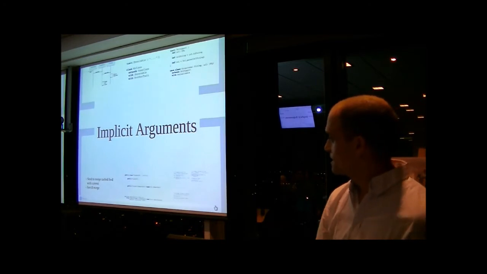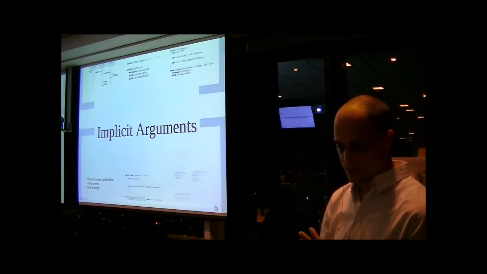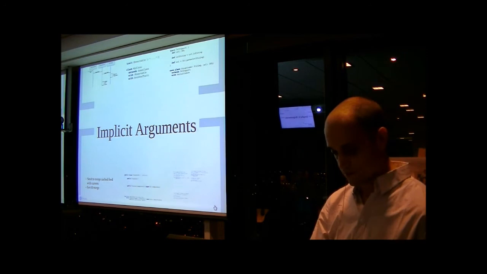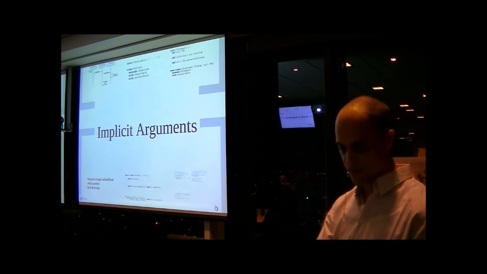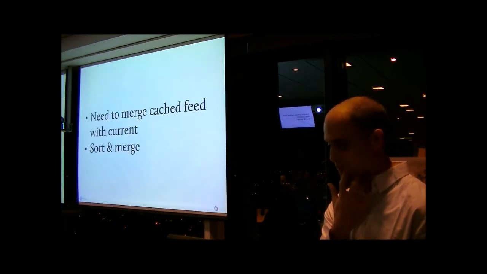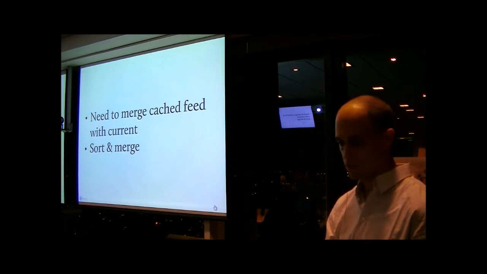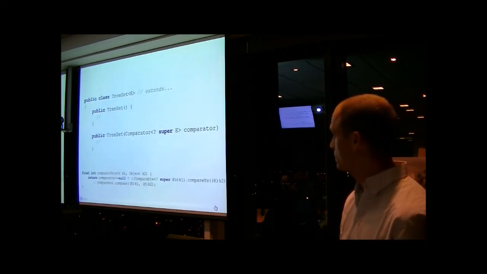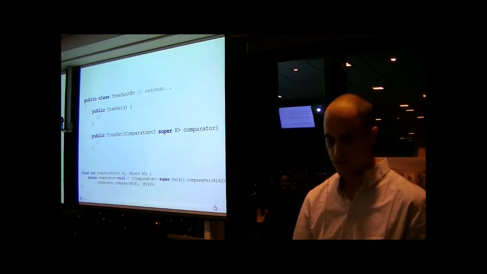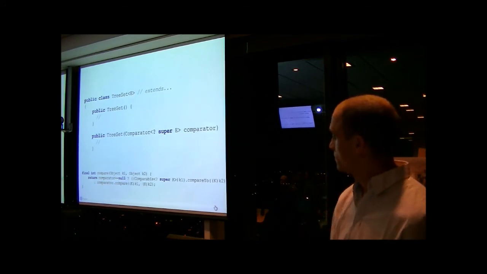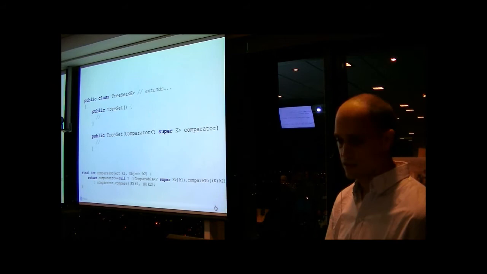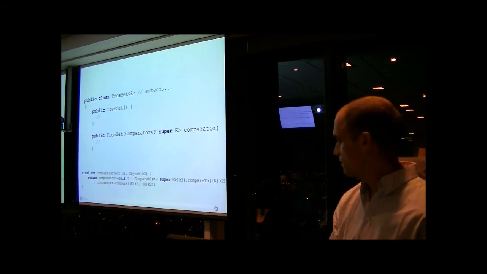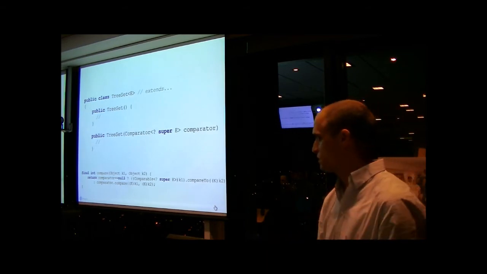Final feature is implicit arguments. This is probably the most powerful feature of Scala, and maybe the trickiest to understand. Our use case is that we need to match cached feed results with the current. So one way to do it is to use a sorting collection. So here in Java, a TreeSet has two constructors, an empty one and one that accepts a comparator. And the compare method below, as you can see, is quite tricky.